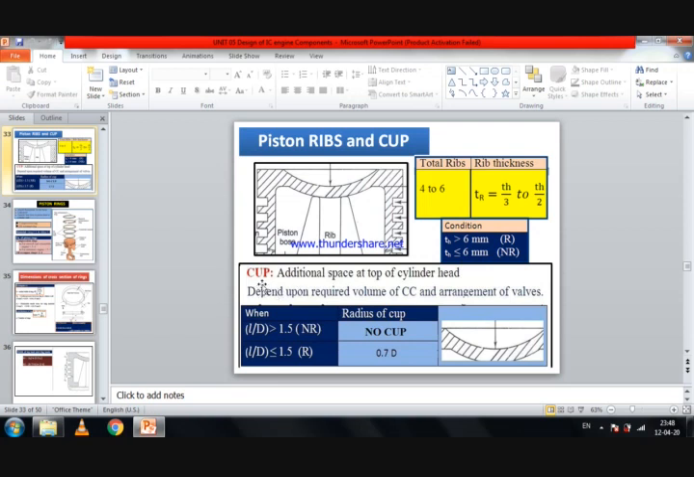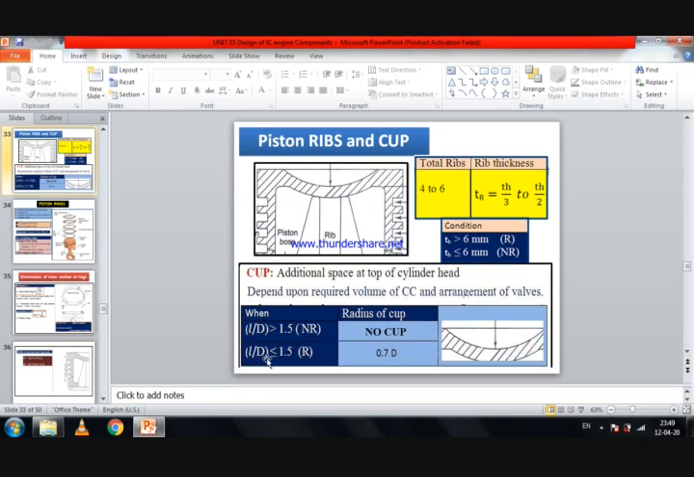Cup shape is used for additional space. Already I explained, it increases the clearance volume. A cup also we cannot use always, so there is a condition. If the L by D ratio, that is the stroke length to diameter ratio, is greater than 1.5, then cup is not required, no cup.